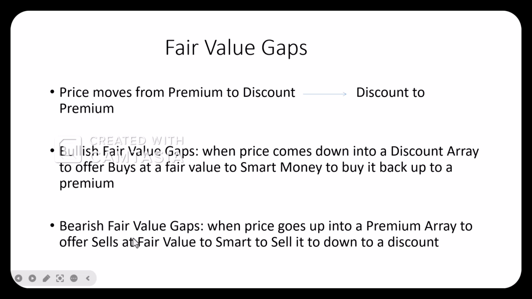So if we are looking for sales, anytime we say we are looking for sales, we need to see price go into a premium first, goes up into a premium, then finally balance out a CB that is there. That's a sell side imbalance, buy side inefficiency. Once we see it, balance it out. And if that CB is in a premium array, it offers sales at fair value to smart money, to sell it back down into a discount, sorry. So that is how the market functions.